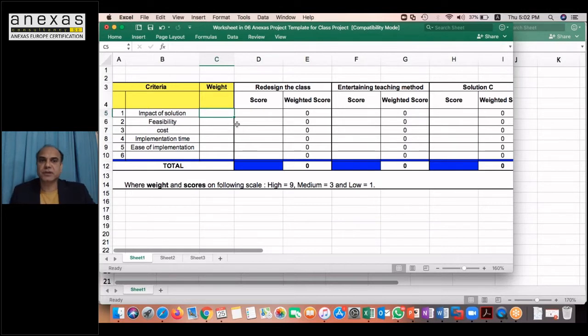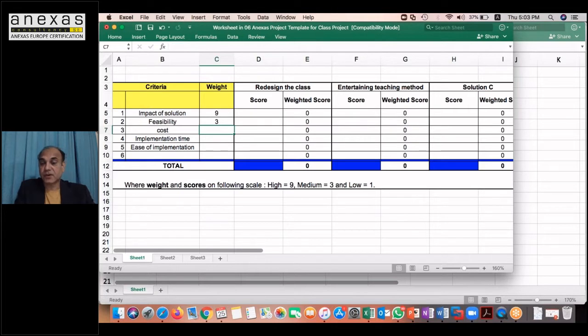So, impact of solution, high. What do you think? Is it very important, or medium important, or low important? Impact on solution. Okay, so I'll put 9. Feasibility, whether it is feasible or not. Someone is saying 3. So let's say 3, medium.